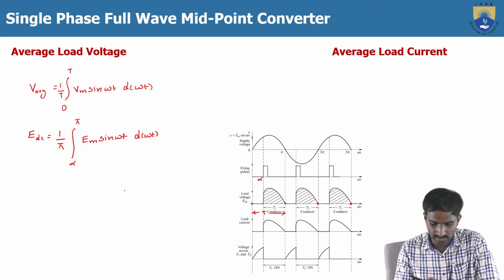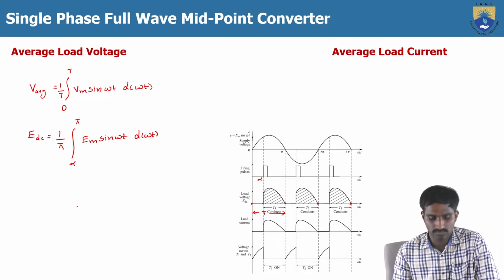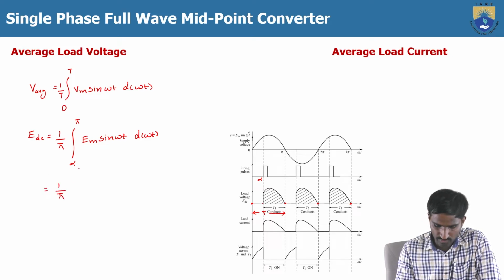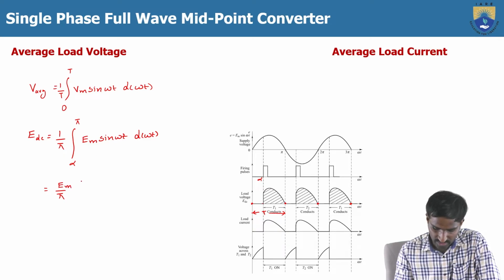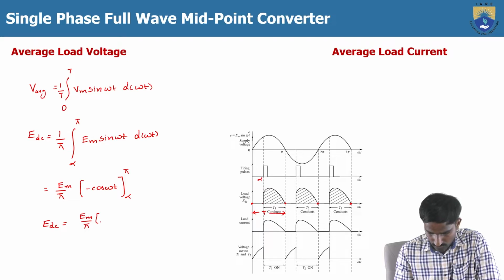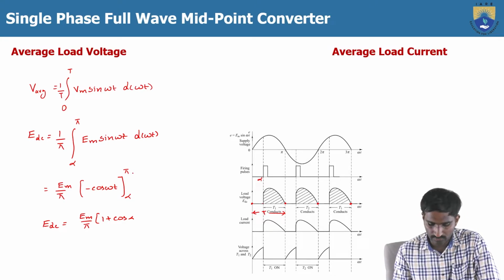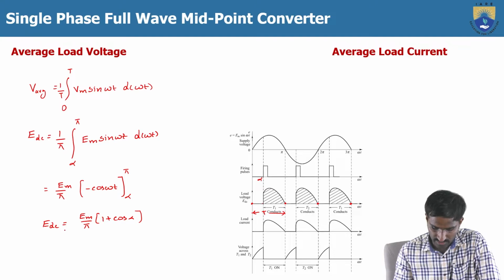If you simplify this, then you will get the average load voltage. Here it is very simple. Let me write Em by pi into sine omega t, which integrates to minus cos omega t, with the limits of alpha to pi. If you simplify this, you will get EDC equal to Em by pi into 1 plus cos alpha, because cos pi is minus 1, and minus cos alpha, so minus of minus gives plus. That is why we get 1 plus cos alpha. So this is the average load voltage.